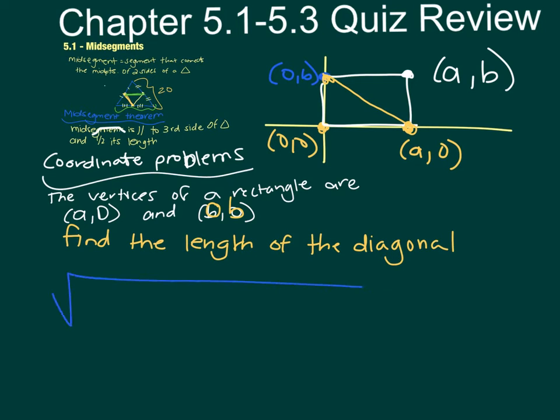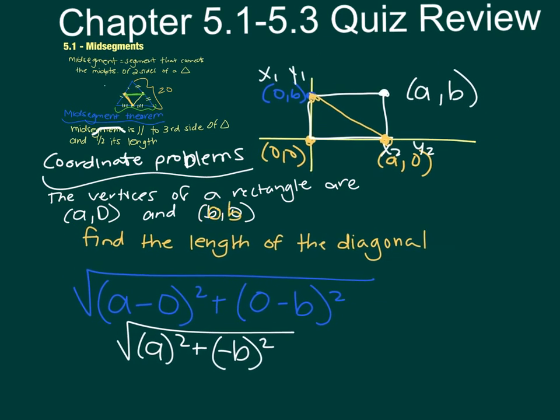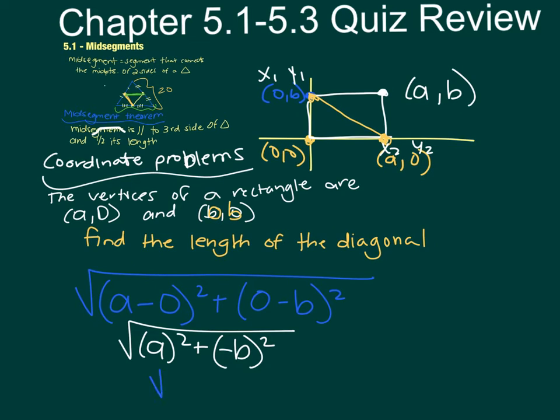So I would say the square root of, let's say that this is my x1, y1, x2, y2. So (A minus 0) squared plus (0 minus B) squared. So I'd get the square root of A squared plus negative B squared, which is the square root of A squared plus B squared.